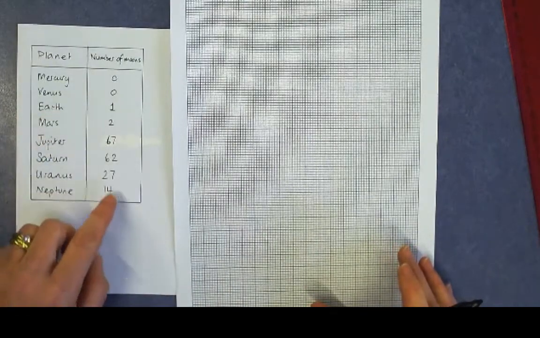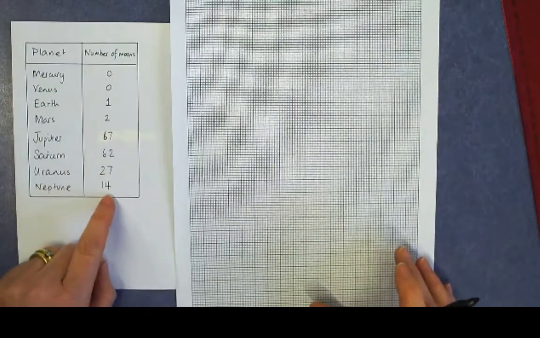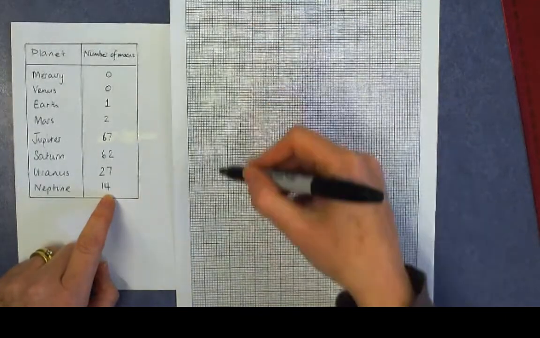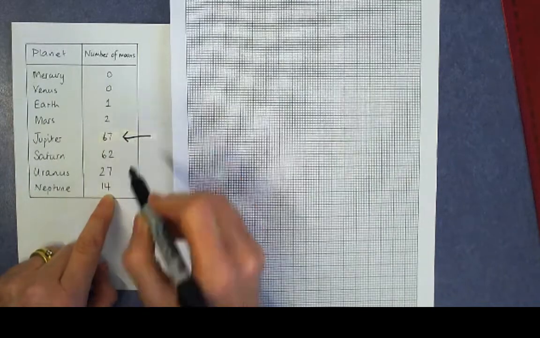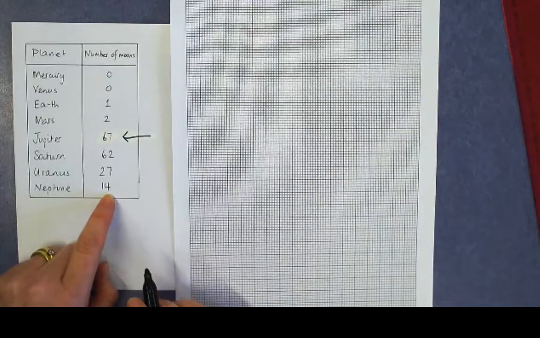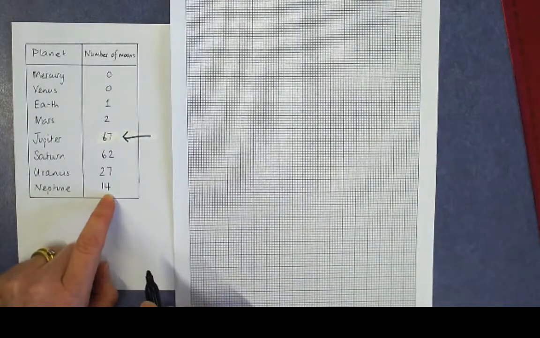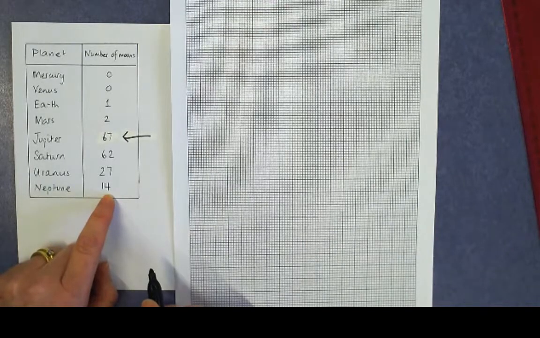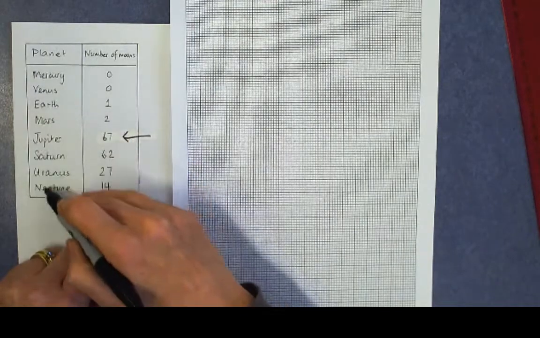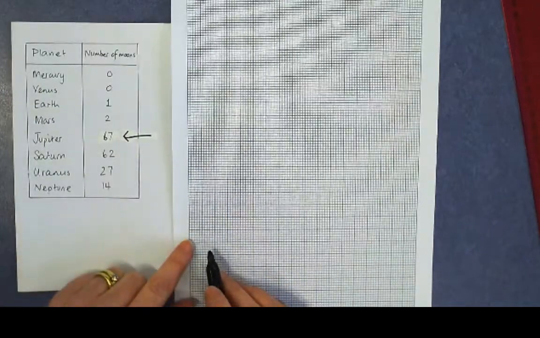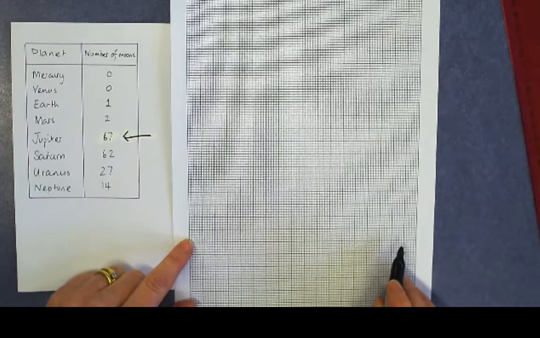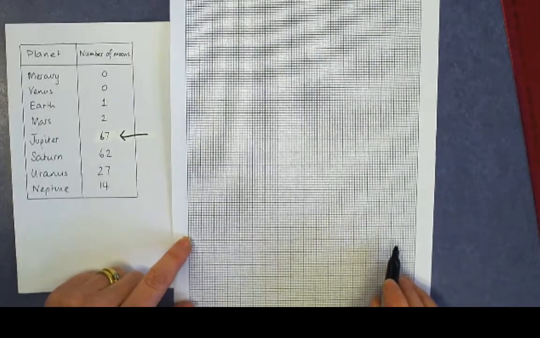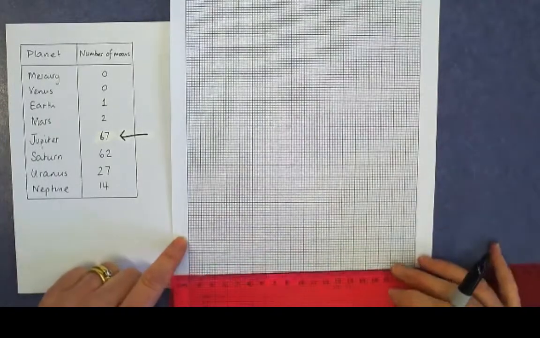The number of moons that we have here will go on the vertical axis, on the y-axis, and the largest number we have is for Jupiter, and that's 67. So we need to make sure our scale goes all the way up to accommodate 67. Our planet names, the categories, will go along the horizontal, the x-axis, and we need to fit 8 columns onto our graph. So let's pick some suitable scales.